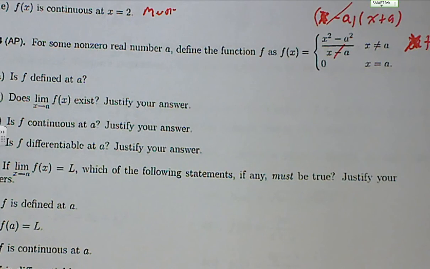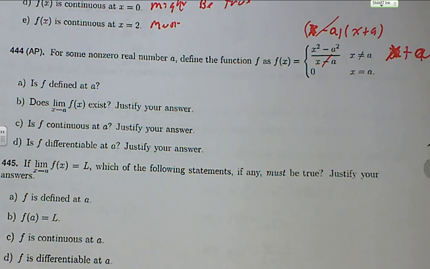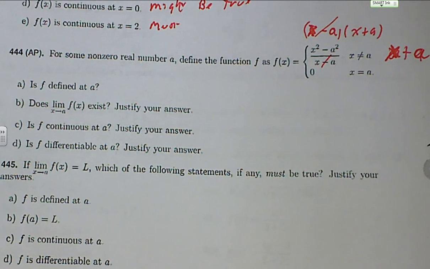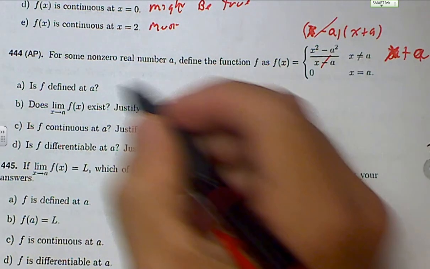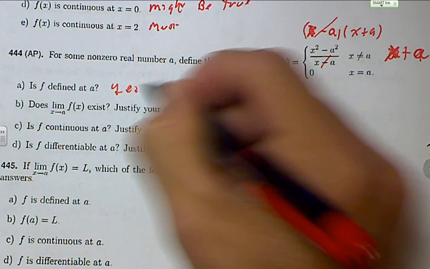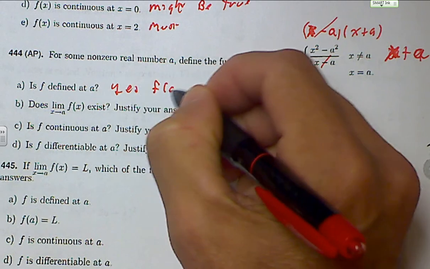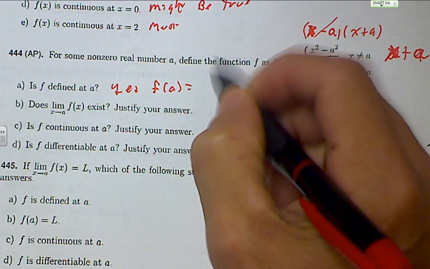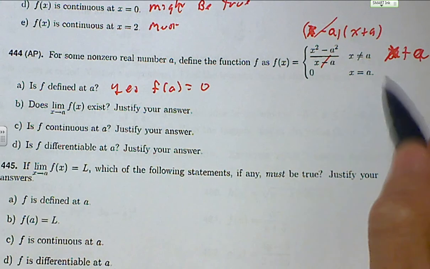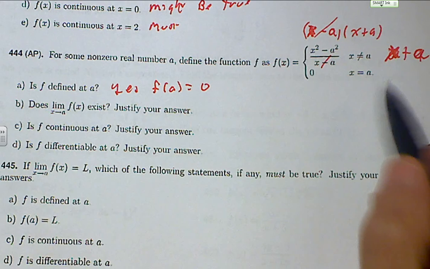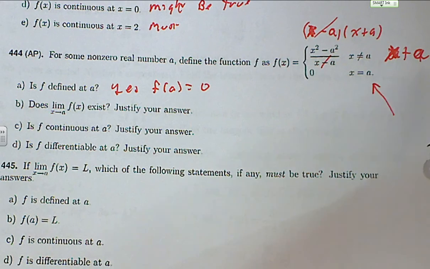Any thoughts on A? Yes. So that at A, 0. Very good. For some A, is F defined? Yes. F of A equals 0, is that what you said? Yeah. Right there. This piece right here tells us that. That is defining the function at a particular point in space, at x equals a, and telling us the y value is 0.